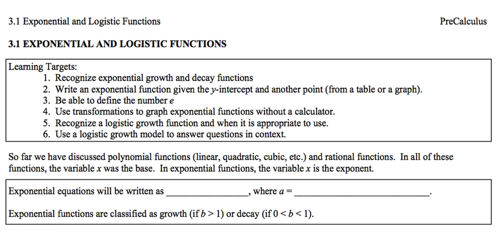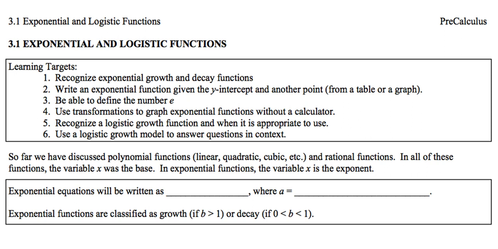Okay, in this lesson we're going to talk about exponential and logistic functions. After this lesson, you should be able to recognize the difference between exponential growth and decay. Given 2 points of an exponential function, one being the y-intercept, you should be able to come up with the equation. You should be able to identify and define the number e. Use transformations to graph exponential functions. You guys should already be able to do that from Unit 1.